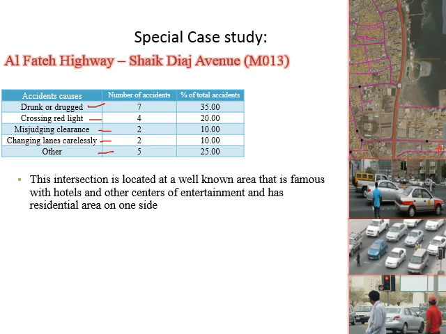This intersection is in a well-known area which has hotels and entertainment centers on one side, and a residential area on the other side. Okay. So what can we do at this intersection to make sure that we don't have these accidents? Now for drunken driving, obviously we cannot do anything at the intersection. You have to do something with the drivers. We will not talk about that. Crossing the red light. Now why do you cross the red light?